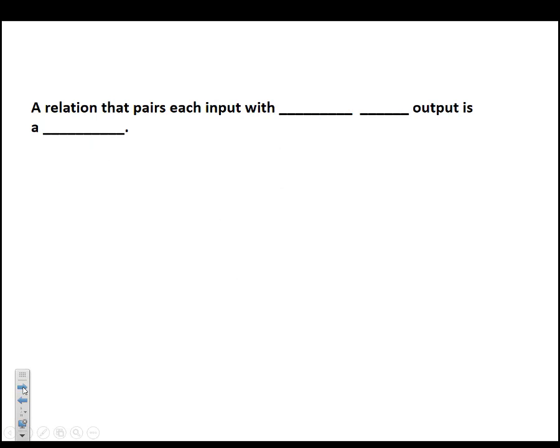Now, ladies and gentlemen, let's talk about a special type of relation, a special type of relation that pairs exactly one output with each input. So each input has exactly one output, and we call that special relationship a function. We call it a function. If it has an input, that input can only have one output to be called a function.